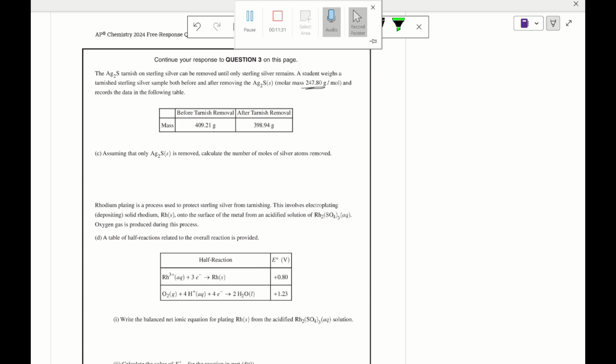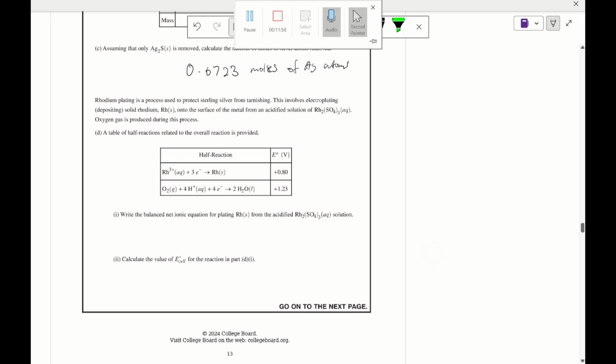So you take that molar mass and multiply it by 0.87, and then multiply that answer by 2, and you would get about 0.0723 moles of Ag atoms.